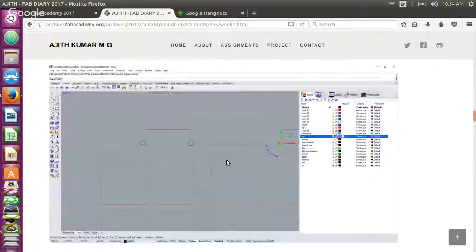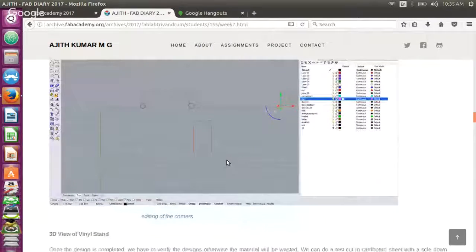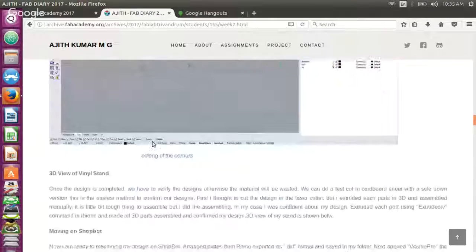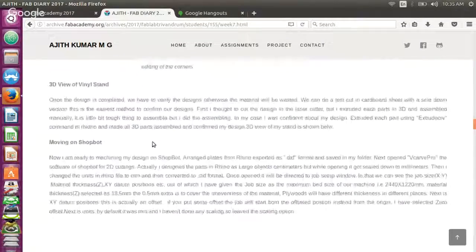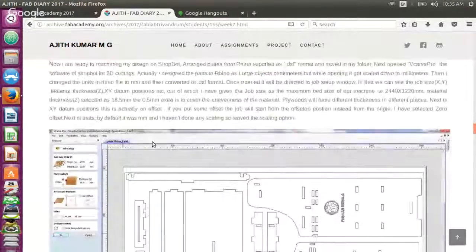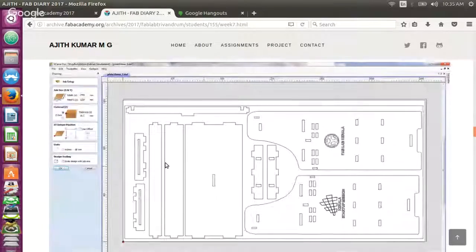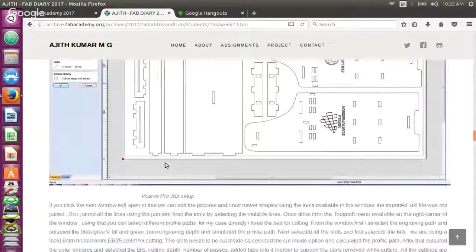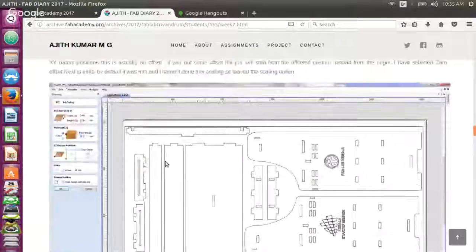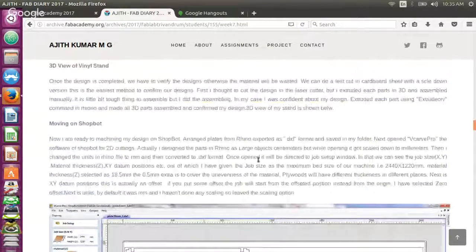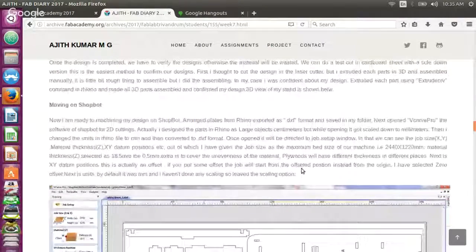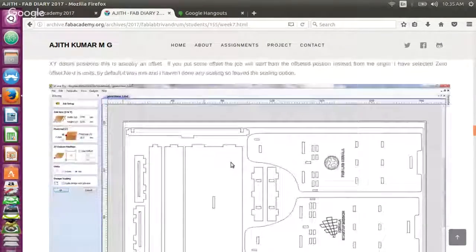So you design using Rhino. Yeah. In 3D also, I extruded the 2D curves and assembled it in Rhino itself. I will add that also in my documentation. I need to add more about ShopBot and how to work on ShopBot, which I will add today. This is just about my assignment.